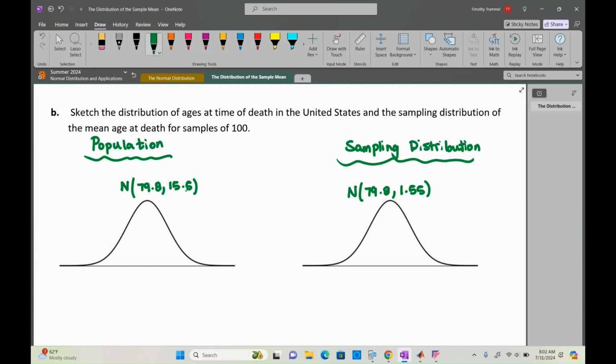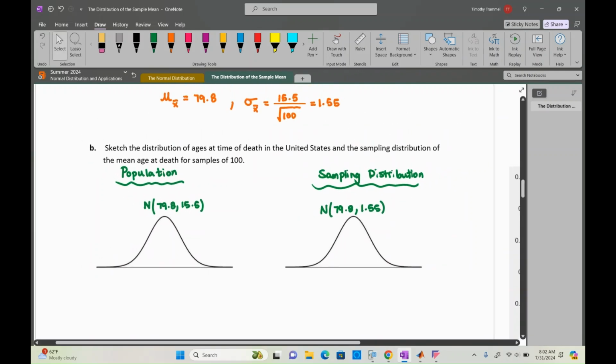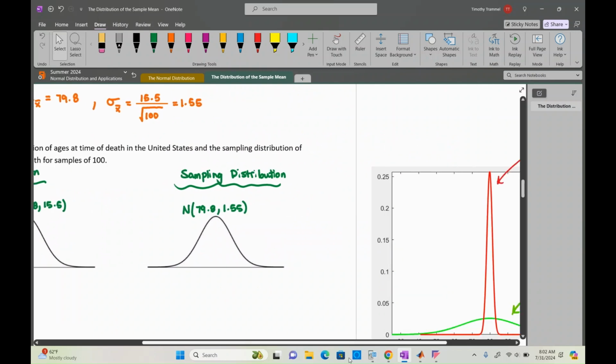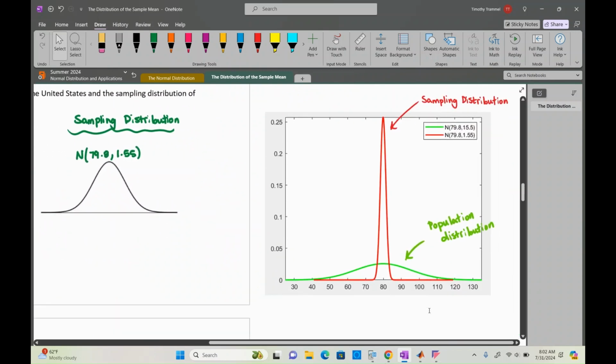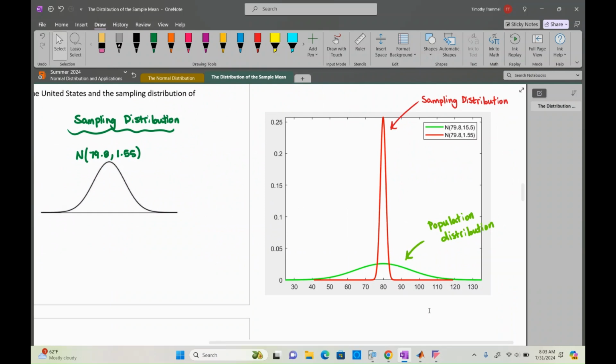Okay. And so I want you to see what it actually looks like over here on the right. Okay. So this is those two normal distributions plotted next to each other. And you can see that the sampling distribution is just much more compact. Okay. And the idea is with a sample of 100, it's going to be very hard for that average to vary much from the population average. It would have to be a very extreme sample to do so.